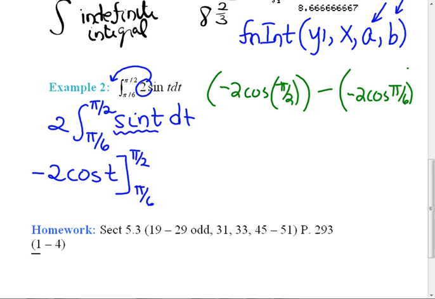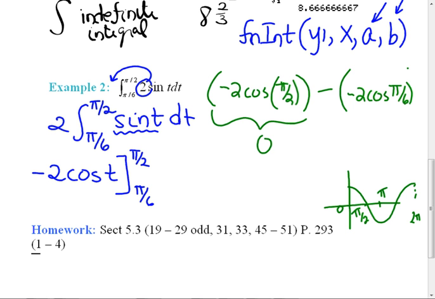Do you know what the cosine of pi over 2 is? Here's 0, here's 2 pi, here's pi, and these are halfway, there's pi over 2. So it's 0, isn't it? I'll write that down. That's 0. What's going to happen when I get the 2 negatives? Plus 2 cosine of pi over 6.